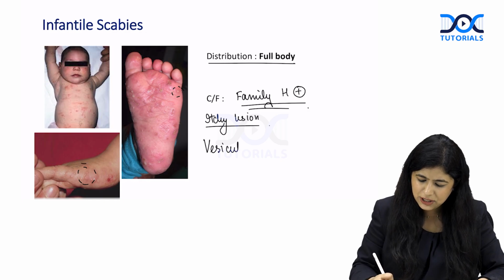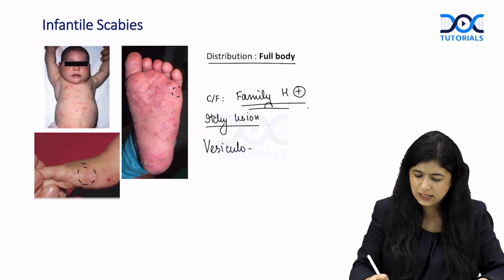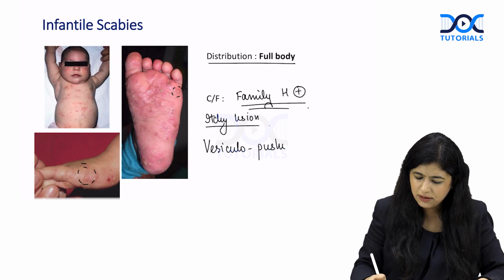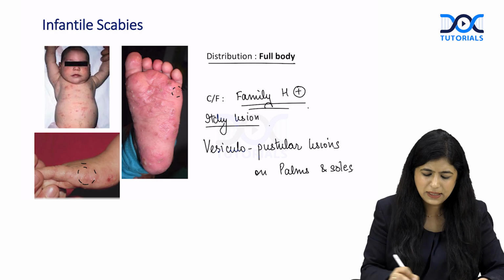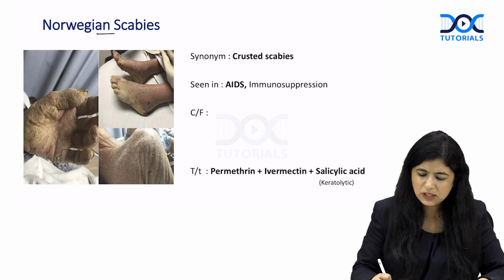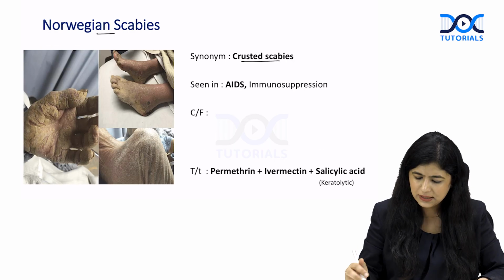The classic lesion, which may be given in the text or in the image, are vesiculopustular lesions on the palms and soles. So these are classic lesions of infantile scabies. Next, we have Norwegian scabies, which is also called crusted scabies.